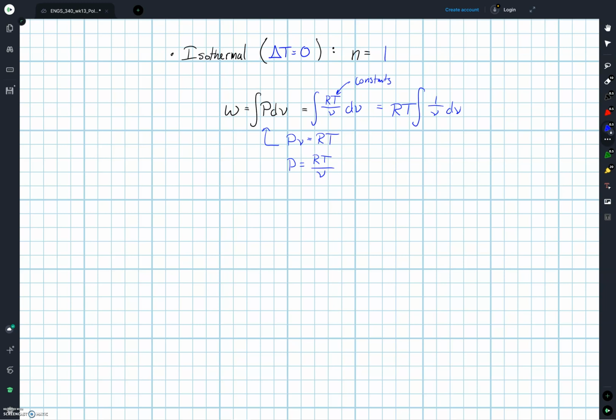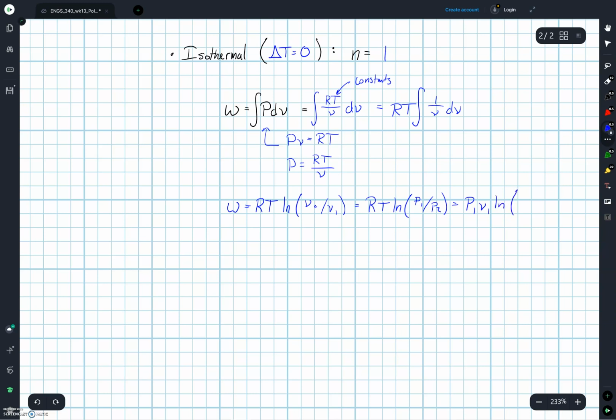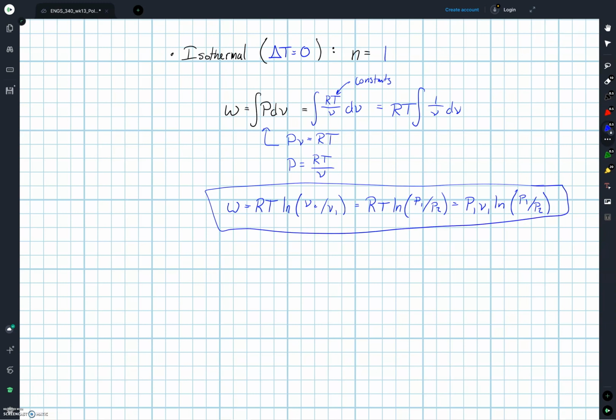So in an isothermal process, the work is a little bit different. It's RT times the natural log of V2 over V1. We could also write this as RT times the natural log of P1 over P2. Or, since PV equals RT, we could write this as P1 V1 times the natural log of P1 divided by P2. So all of these are exactly equivalent. We're just flipping variables using the ideal gas law. So this is only isothermal.